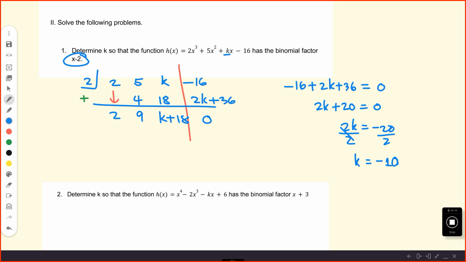All right. So therefore, since k is negative 10, what will be the complete polynomial? But we're only asked to write the k. This is fine. Okay? But again, if you're asked to complete the polynomial, then the polynomial would be what? H of x equals 2x cubed plus 5x squared minus 10x minus 16.